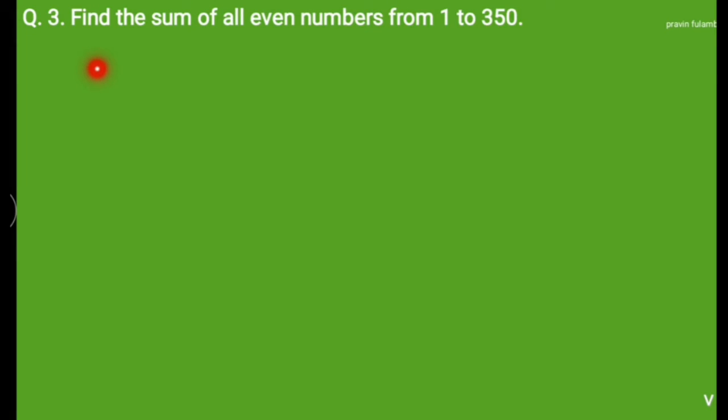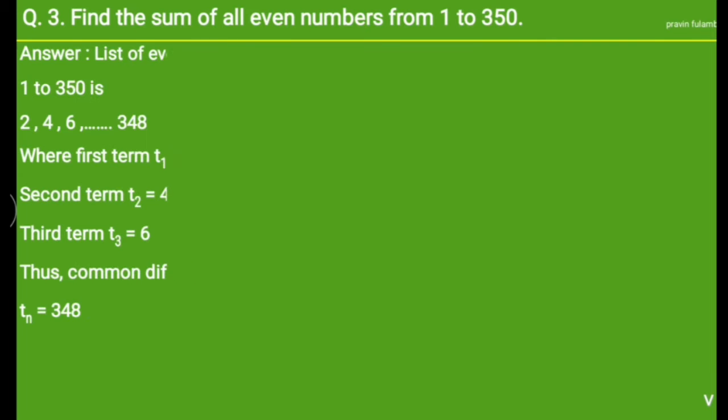Now see question number 3rd. Find the sum of all even numbers from 1 to 350. So first we write even numbers between 1 to 350. So we write in answer as list of even natural numbers between 1 to 350 is. So we start with 2. So first even number is 2, then next even number is 4, then next even number is 6, and before 350 even number is 348.